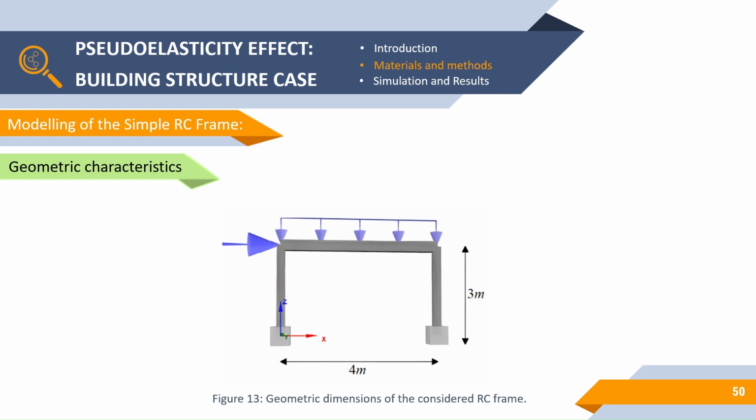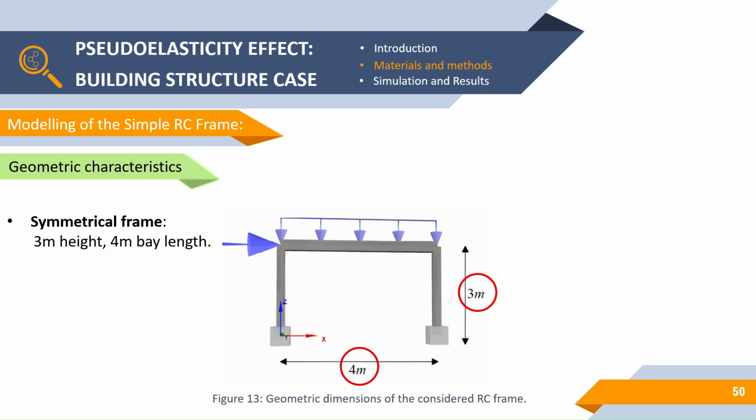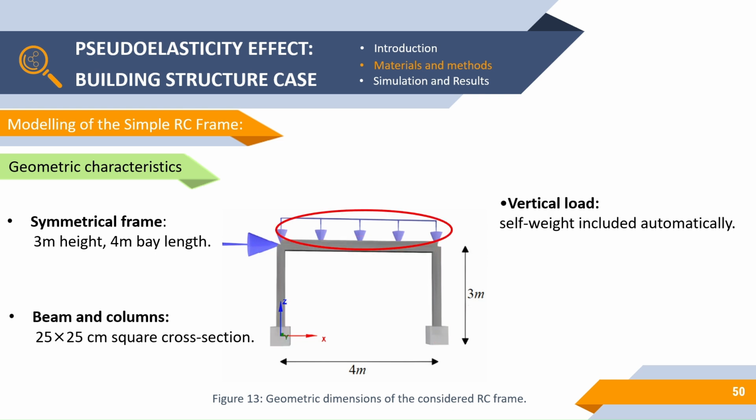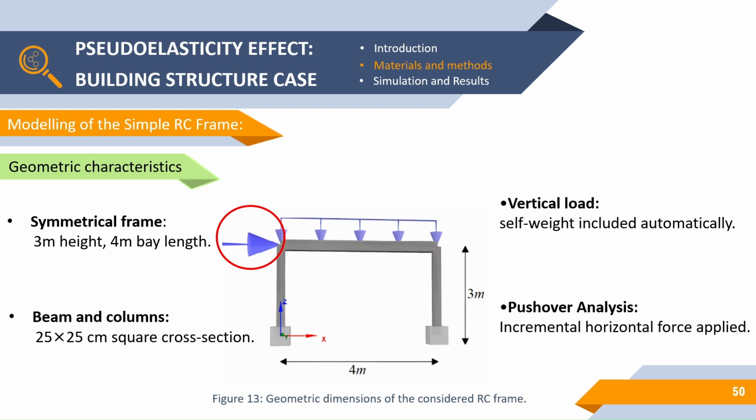For the geometric characteristics, we choose a symmetrical frame of 3 meters of height and 4 meters of bay length, where beam and columns both have a square cross-section of 25 by 25 centimeters. A vertical load was applied to the beam and its self-weight is automatically included. Finally, an incremental horizontal force was applied for the pushover analysis.